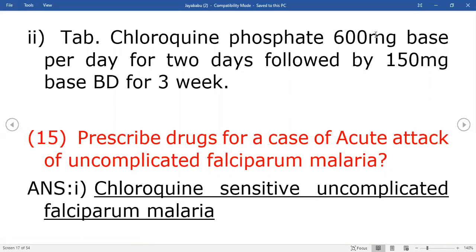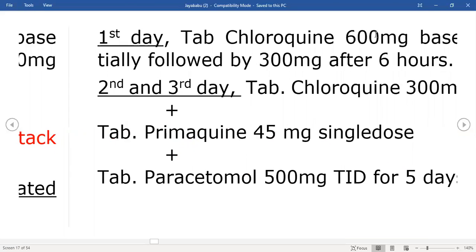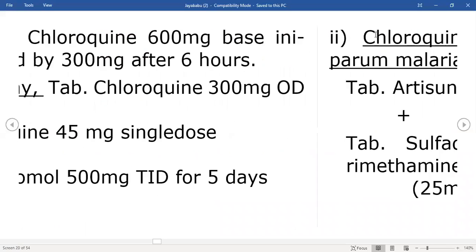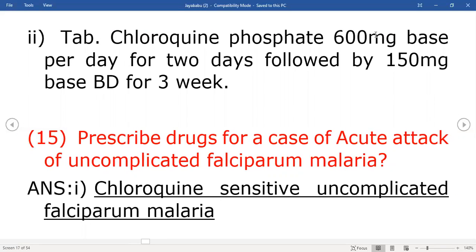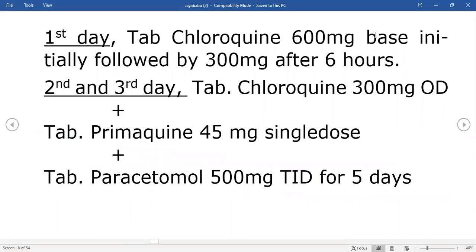Prescribe drugs for a case of acute attack of uncomplicated falciparum malaria. So the answer is, chloroquine sensitive uncomplicated falciparum malaria should be treated, on the first day, with tablet chloroquine 600 mg base initially followed by 300 mg after 6 hours. On the second and third day, tablet chloroquine 300 mg OD plus primaquine 45 mg single dose plus tablet paracetamol 500 mg TID for 5 days for controlling temperature.